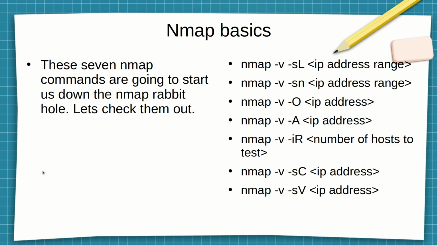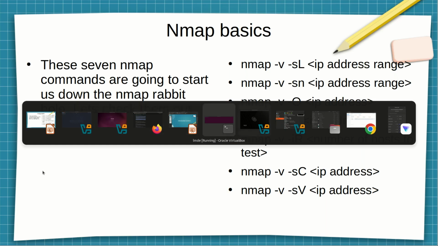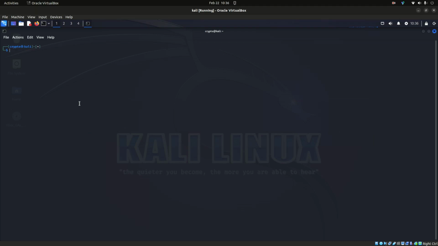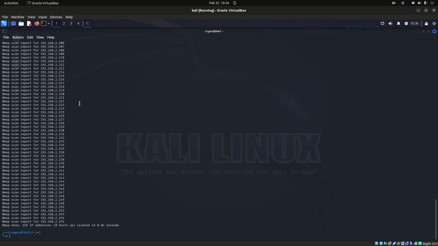So let's cruise on over here. Where did it go? To Kali Linux. Okay. Now first we're going to do the list scan. This is a virtual network. It doesn't really exist. It's a connection or a collection of virtual machines. So let's go ahead and run that.